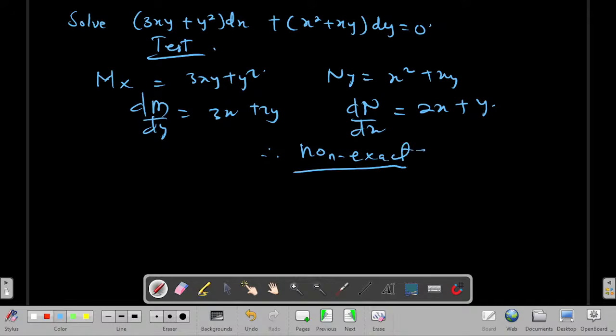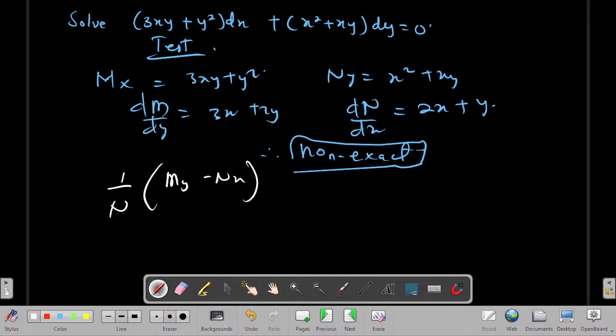Once you identify that it has the exact format, but after testing it is non-exact, it means that you can alter it by finding the appropriate integrating factor. Then you multiply through to convert it to an exact differential equation. So here, you first use the format: 1 over N multiplying (dM/dy minus dN/dx) should be equal to a function of x, and the integrating factor is simply e to the power integral of that function of x dx.